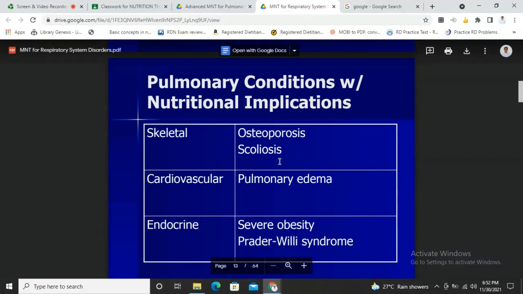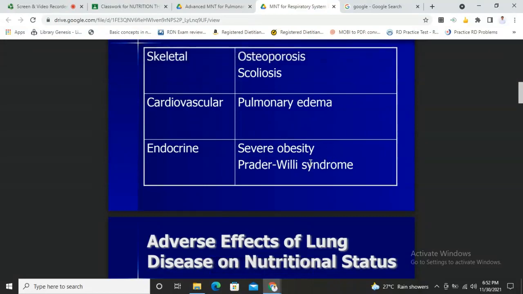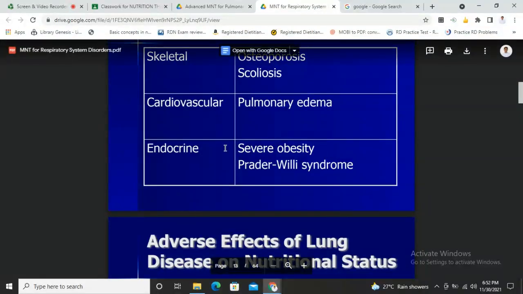Cardiovascular is pulmonary edema, so this is the accumulation of fluid in the lungs, no? And this is very dangerous. Okay, I will discuss this when we reach the cardiovascular system. Endocrine, we have severe obesity, which greatly impairs the breathing function, okay, due to the excessive fat accumulation.